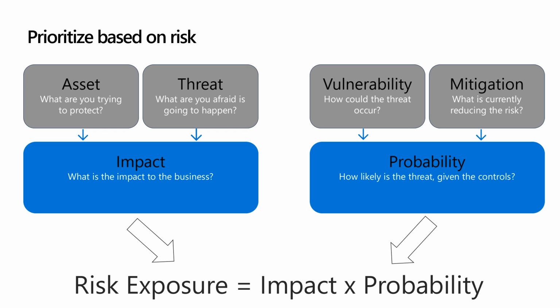And that impact is then the first piece of this overall risk exposure equation. The next piece is to look at what particular vulnerabilities exist within that asset, and what mitigations are in place to hold back or protect against those vulnerabilities. From those two pieces, we can then define the probability that something could happen to that particular resource. So risk exposure is a calculation of taking your impact and multiplying it against your probability, and the higher that number, the higher the risk exposure, and that means the higher priority it should be.